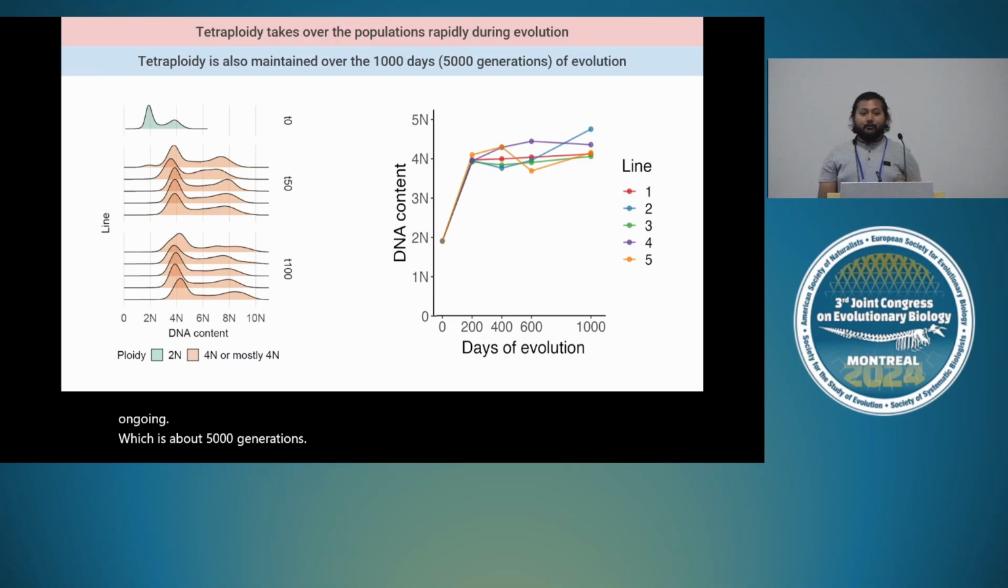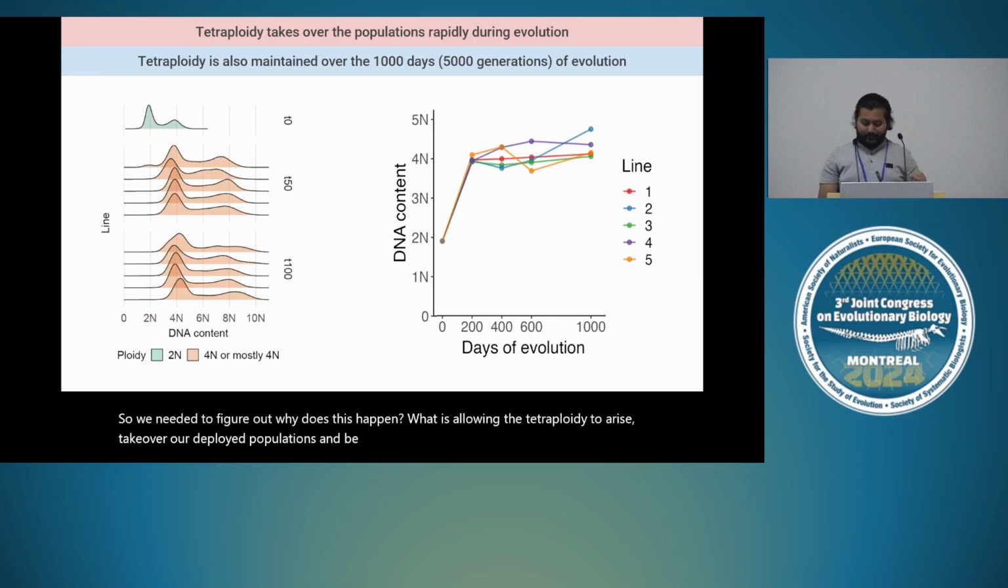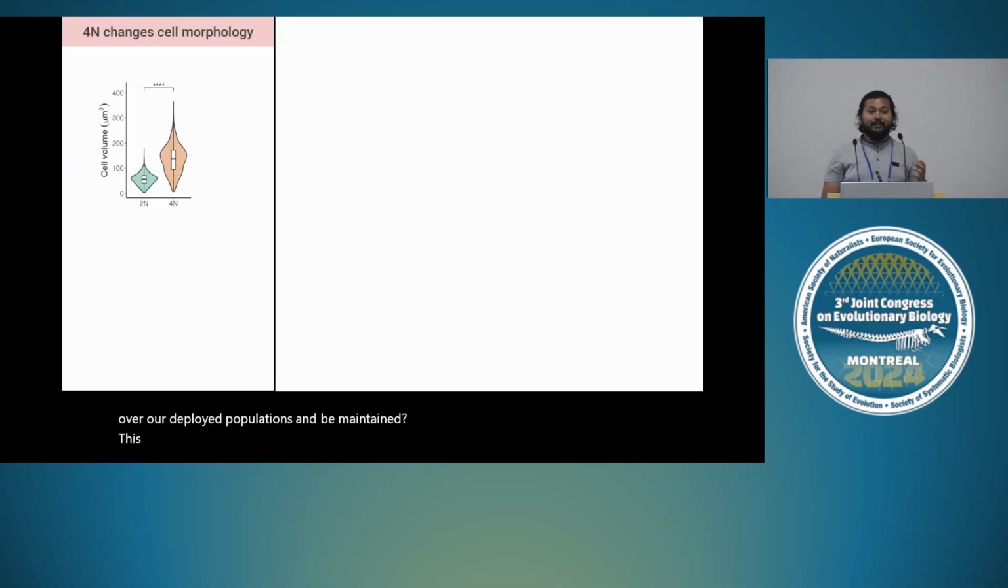So we needed to figure out, why does this happen? What is allowing the tetraploidy to arise, take over our diploid populations, and be maintained? To answer that, we looked at the phenotypes of tetraploids. So we test our genetically engineered system.